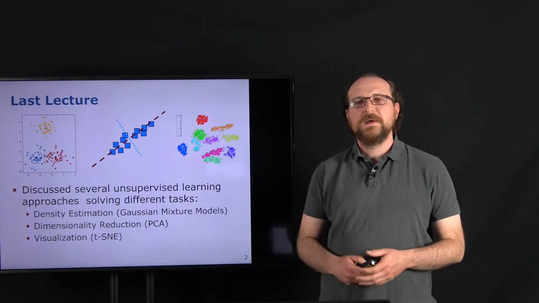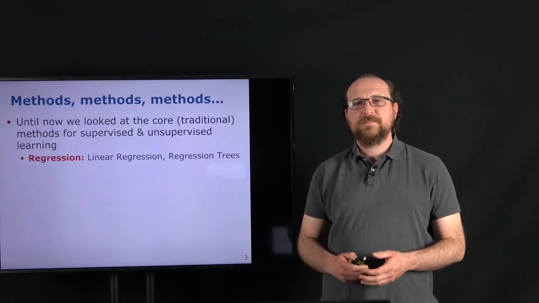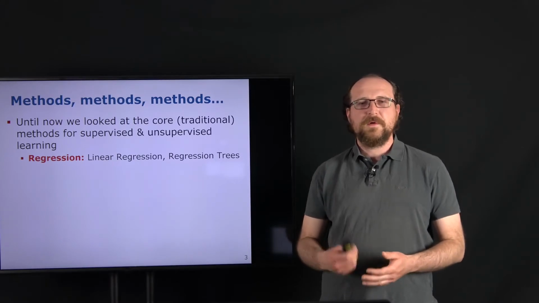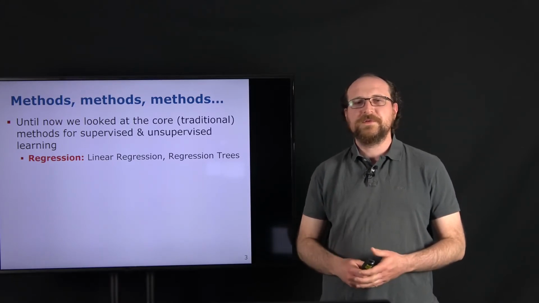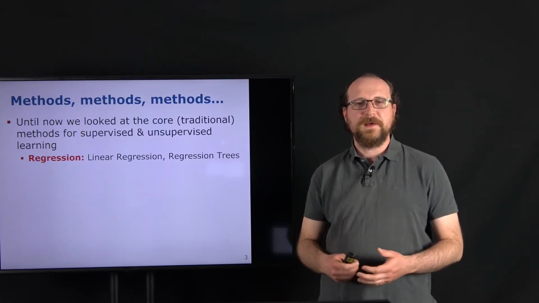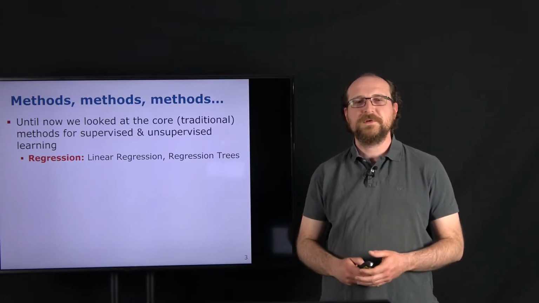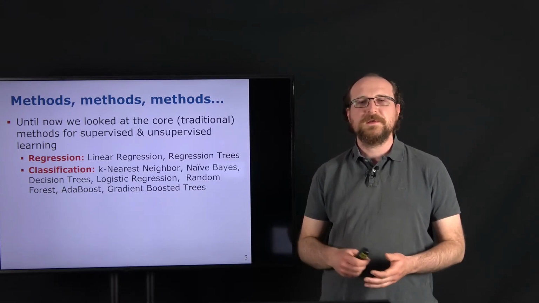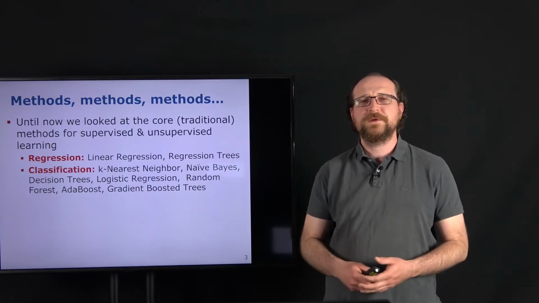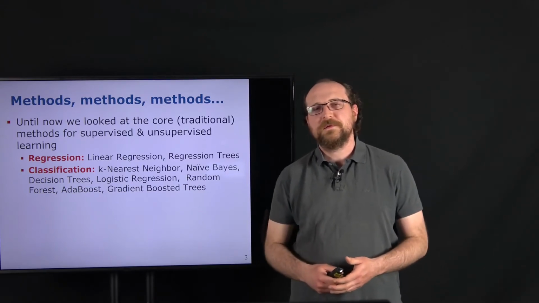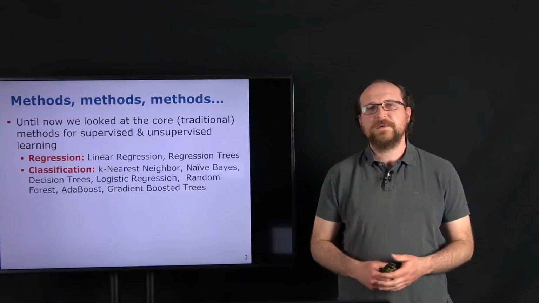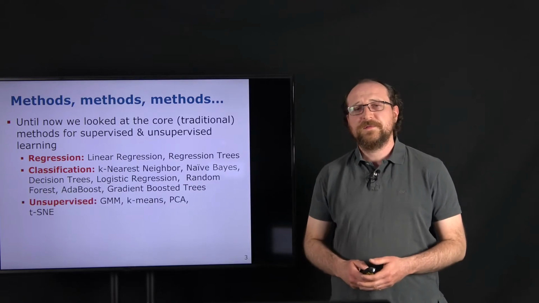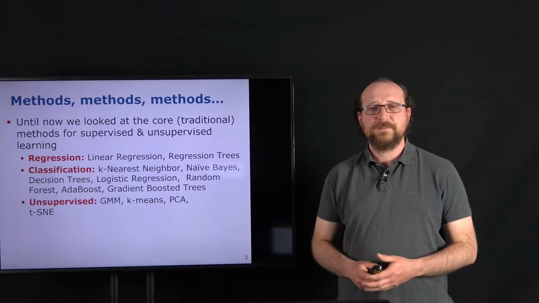But until now, we just covered different methods for doing machine learning. So we covered the core methods of traditional machine learning, like in regression, the linear regression, but also regression trees. But also for classification, the k-nearest neighbor, the naive Bayes, decision trees, logistic regression, random forest, and also some other ensemble methods like AdaBoost and gradient boosted trees. And finally then, as I said, some unsupervised methods.